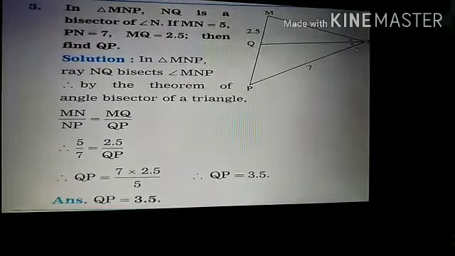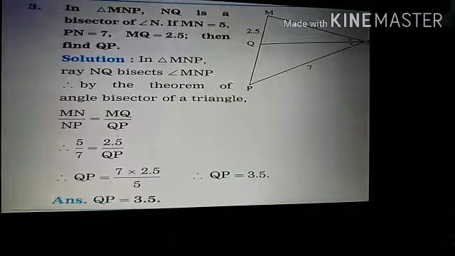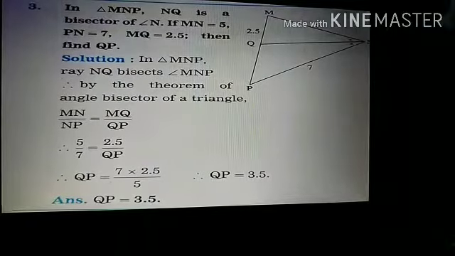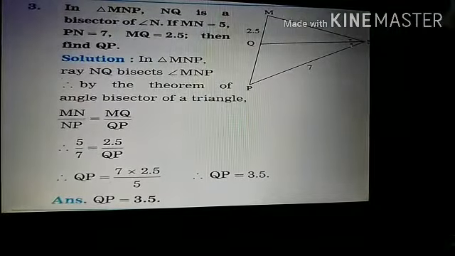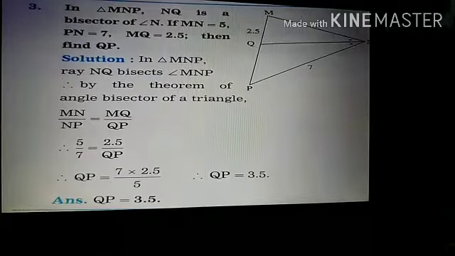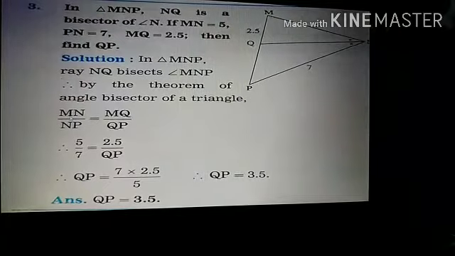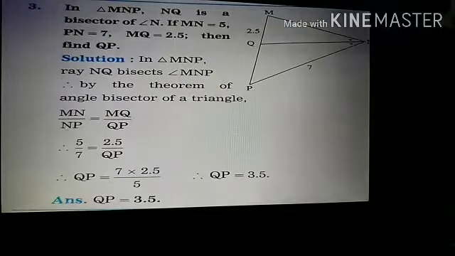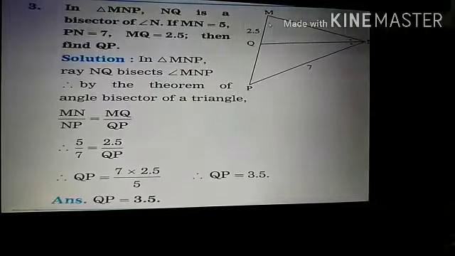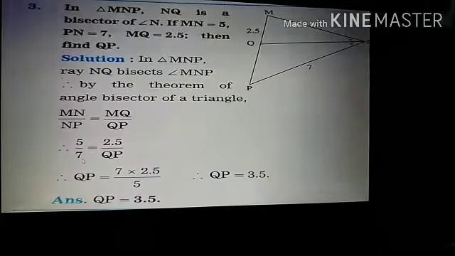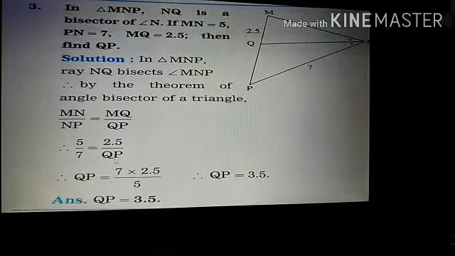Since we have an angle bisector, we are going to use the theorem of angle bisector of a triangle. So in triangle MNP, we'll write down NQ is a bisector of angle MNP. So let us take the ratio of the sides. NM upon NP is equal to MQ upon QP. Substitute the values. MN value is 5. NP value is 7. MQ value is 2.5. QP is the value to be found out.